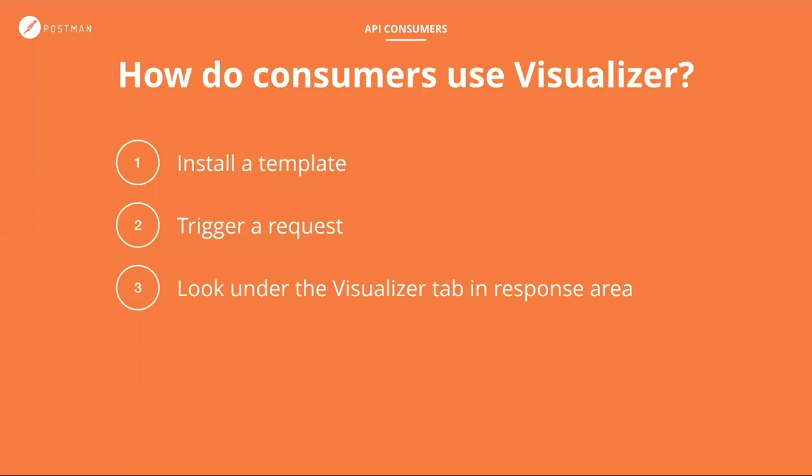You can install any template that someone has published, and we do have quite a few of our community members who have already created visualizer templates. So just install it. Once you install a collection, you get the request as part of the collection. Click open the request, hit the send button. That is what I mean by trigger a request. And once you have sent the request and the response comes back, look in the response section area for the visualize tab. You will still see a beta tag on it.